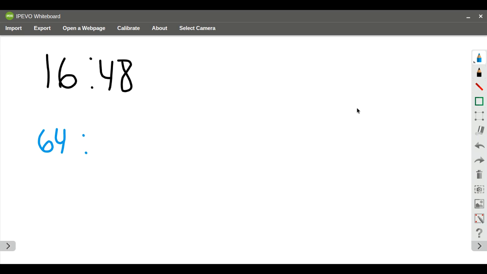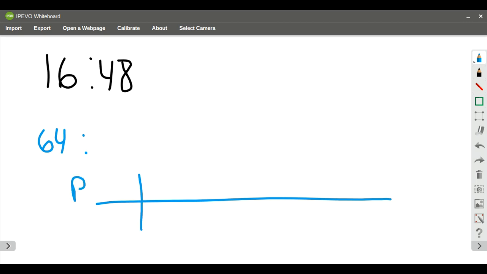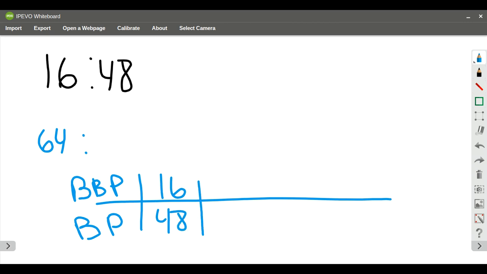I can use a table to set this up. So I have basketball players right here, and then baseball players down here. If I have 16 basketball players, I'm going to have 48 baseball players. If I double that, I'm just going to multiply times 2. If I multiply this line of the table times 2, I need to do the same thing to the bottom. I'm going to end up with 96.